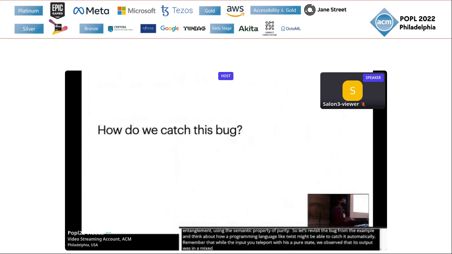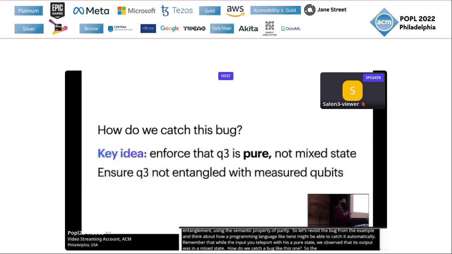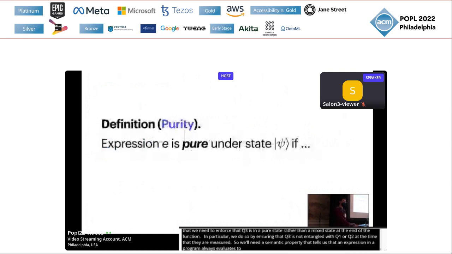So the key idea to our solution is that we need to enforce that Q3 is in a pure state rather than a mixed state at the end of the function. In particular, we do so by ensuring that Q3 is not entangled with Q1 or Q2 at the time that they are measured. So we'll need a semantic property that tells us that an expression in a program always evaluates to a pure state. We call this property purity.